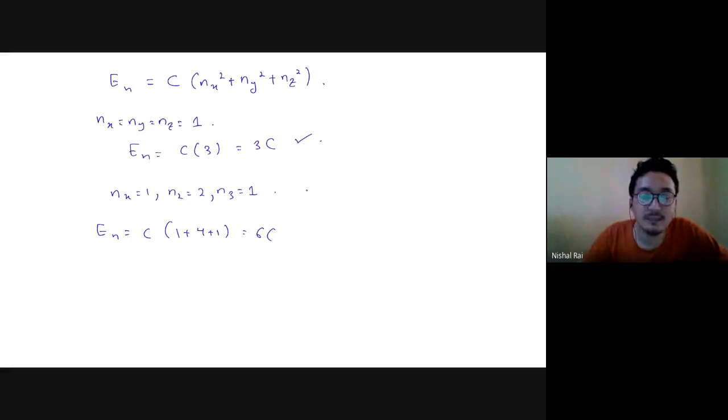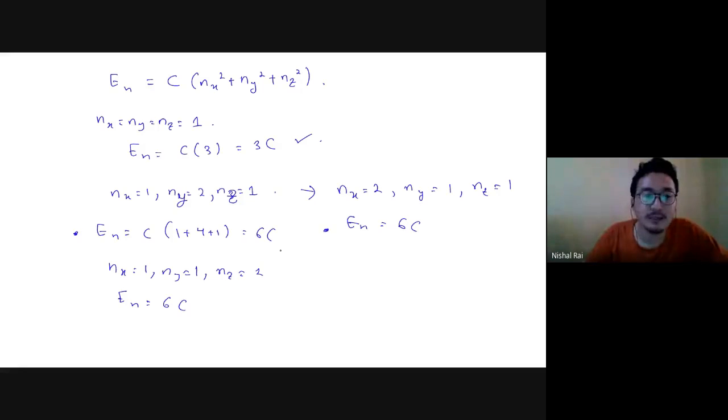Now exactly the same energy, how can we get it? We can get it by considering nx equals 2, ny equals 1 and nz equal to 1. Is it clear? With this also you will end up with 6c. And exactly after this, what can we consider? nx as 1, ny as 1, and nz as 2. With this also you will end up with the same energy.